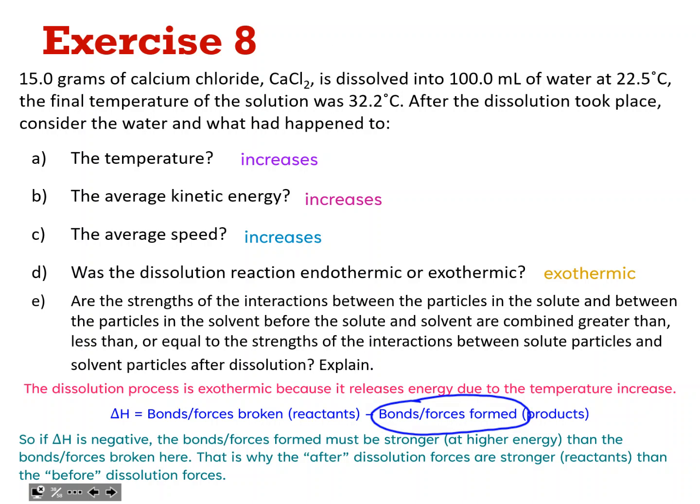Okay, so delta H is negative, the bonds or forces formed must be stronger or at a higher energy than the bonds or forces broken here. That is why after dissolution forces must be stronger than the before dissolution forces. And they love to ask about this because in that process of dissolving, you have a bunch of things going on, right? So use that bonds broken, forces broken, whatever. They don't like to say forces are broken. We like to say forces are overcome if we're using correct terminology.